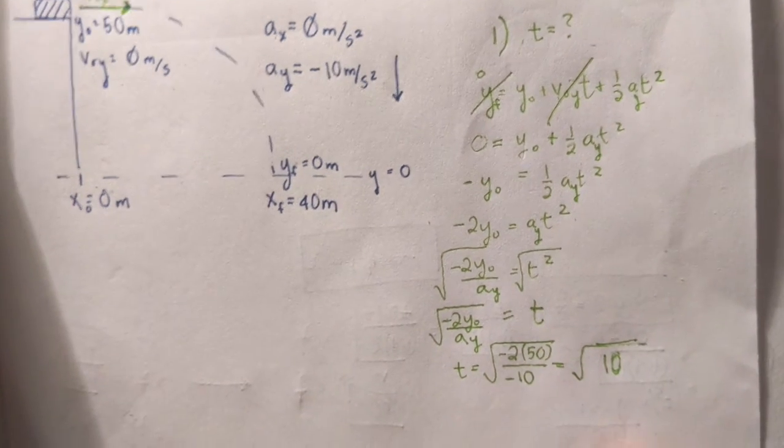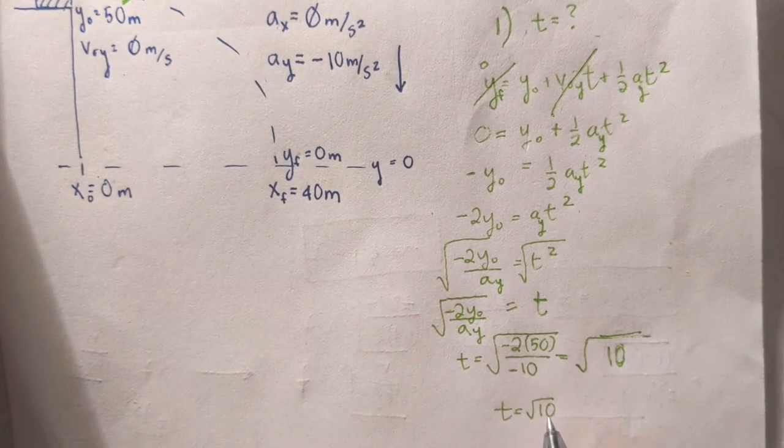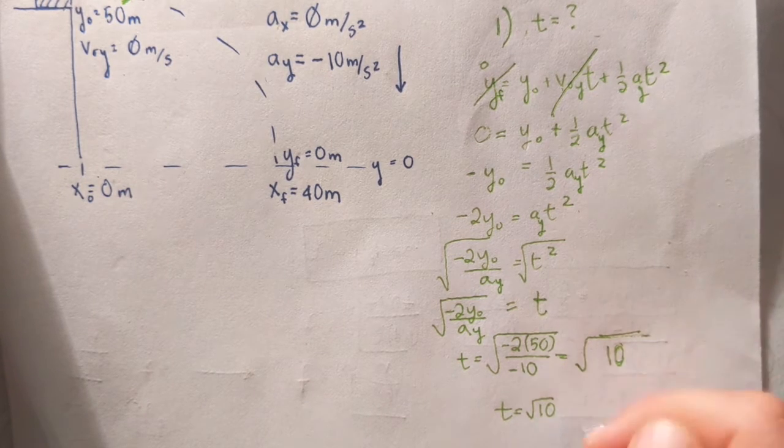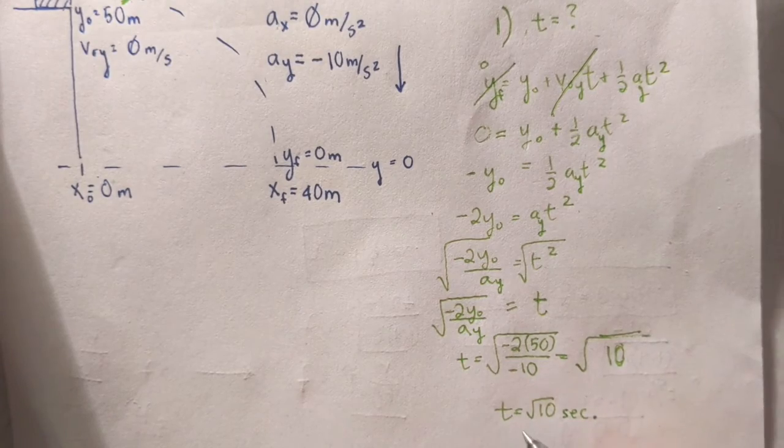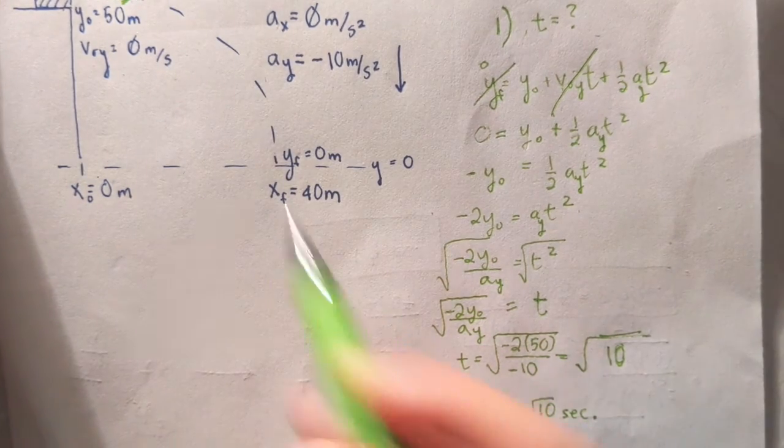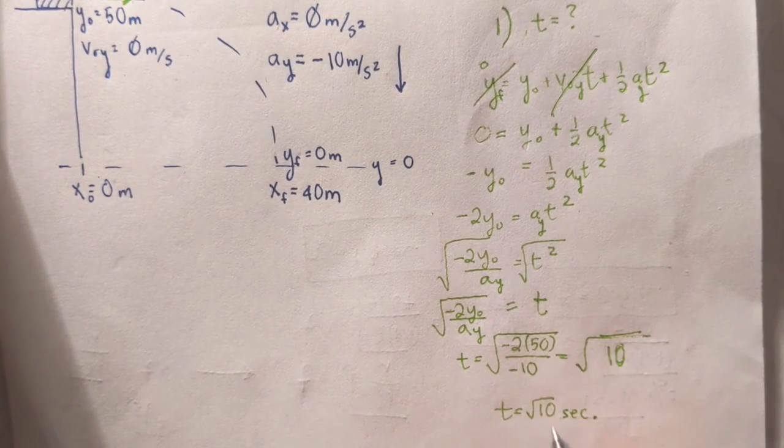So I'm going to rewrite my answer. That is not my final answer. I need units. So give me a second so I can think about this. My units are seconds. This is a time. Now, is this reasonable? Does this make sense? We're saying that it took root 10 seconds for the object to hit the ground. 10 is really close to 9, so if you know the root of 9 is 3, the root of 10 is going to be close to 3, so like 3.1 or 3.2. So 3.2 seconds, that makes sense.